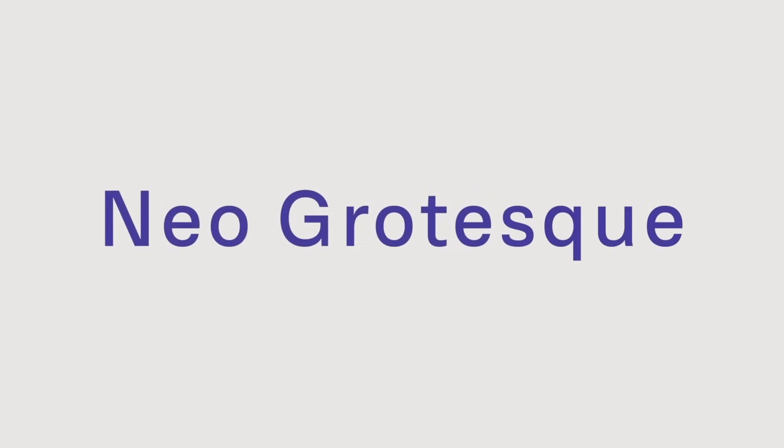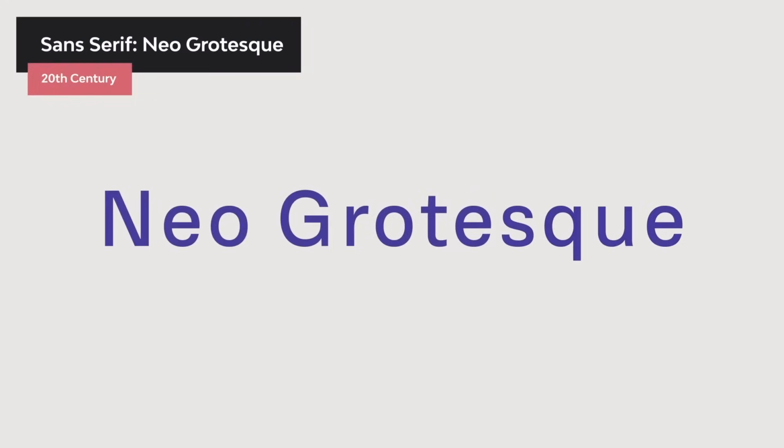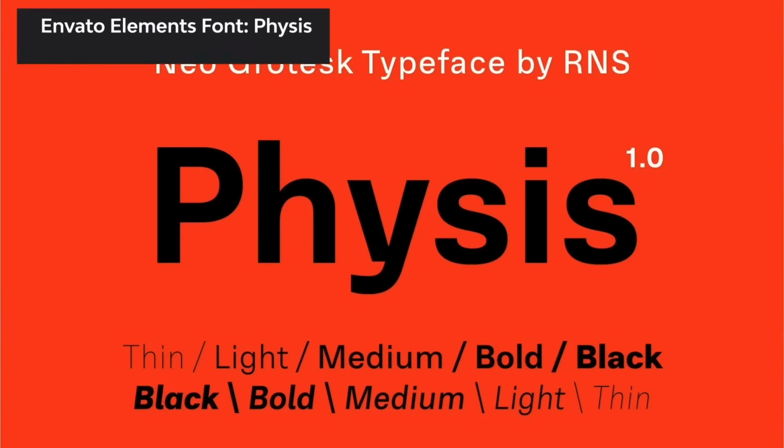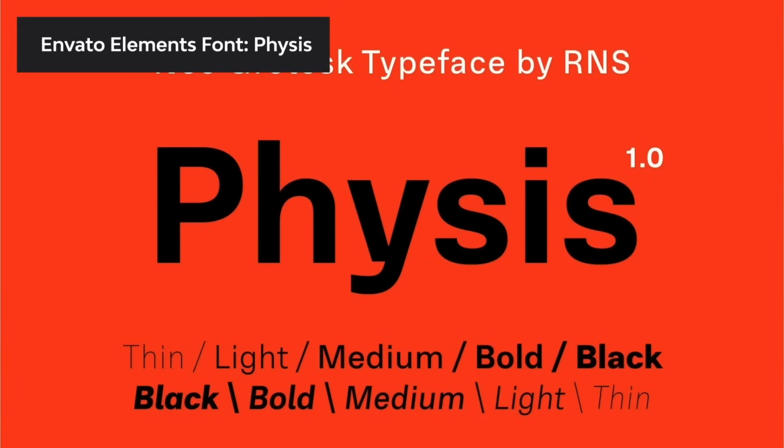Next up, we have neo-grotesque fonts. These were a refined version that came later in the 1900s. Designers wanted sans serifs to be legible and neutral, so much of their personality was stripped away. A few of the characteristics are: the stroke is uniform throughout the characters, closed aperture gap in characters like A and E, and a single-story character G. A great example here is Physis.